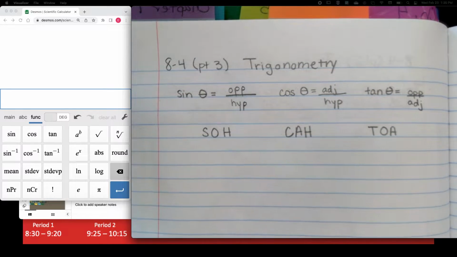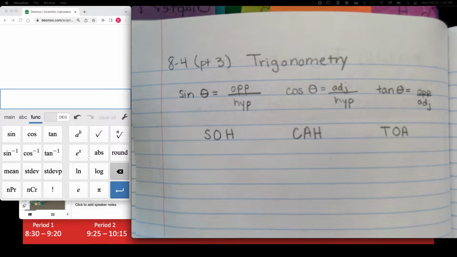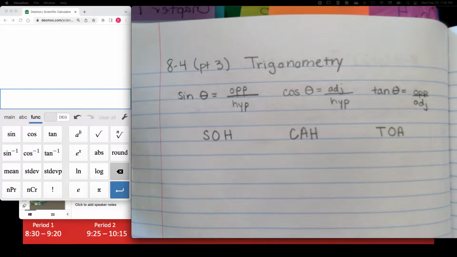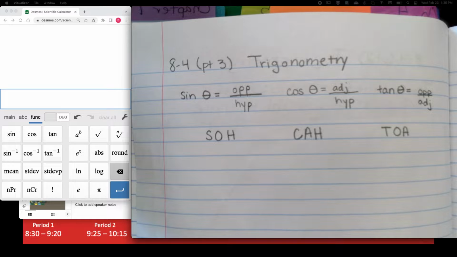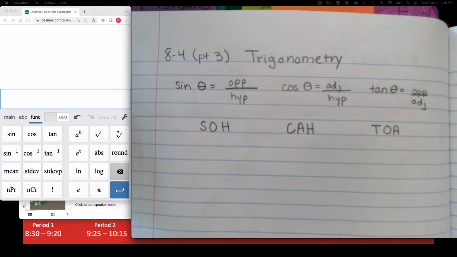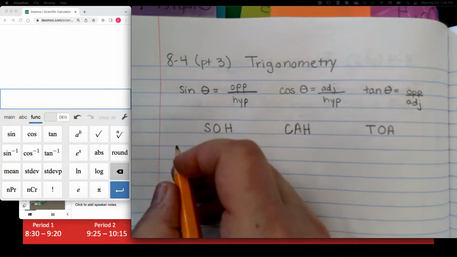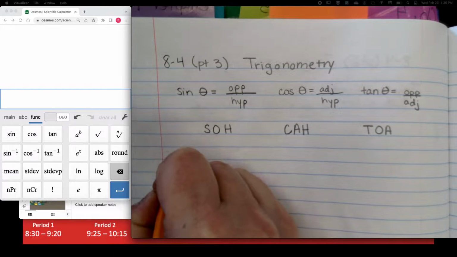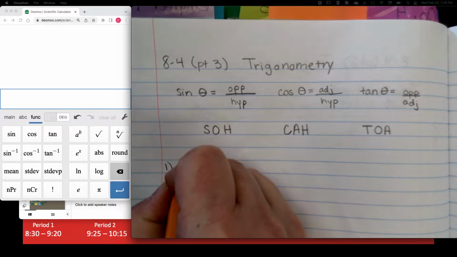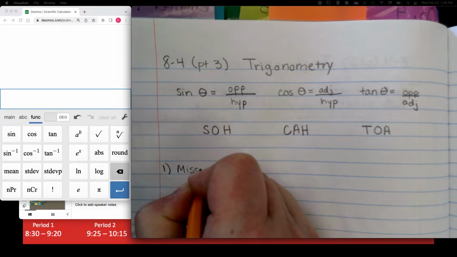In my last couple of years when I taught geometry, if I gave out worksheets on this stuff, people would write SOHCAHTOA at the top of the worksheet. That's the first thing they wrote. So it just helps you remember, or helps you identify faster which one you're going to use. Okay, so for our first set of problems here, we're going to find the missing side lengths.